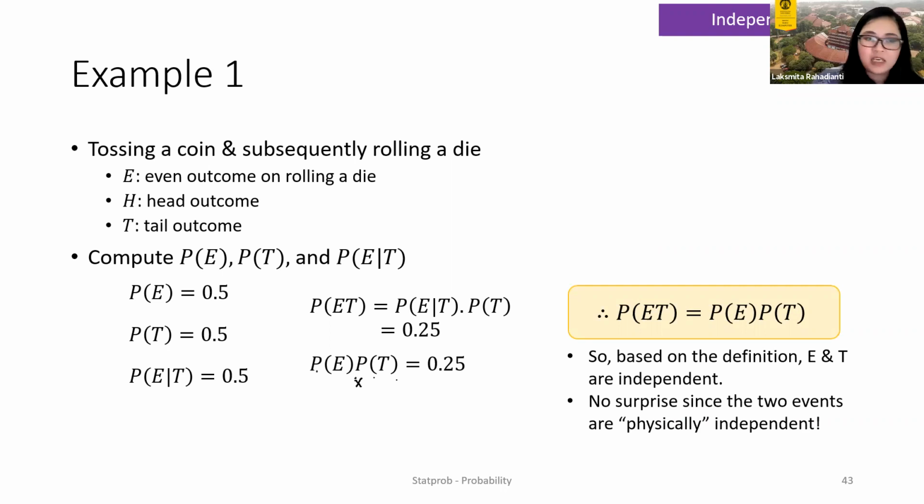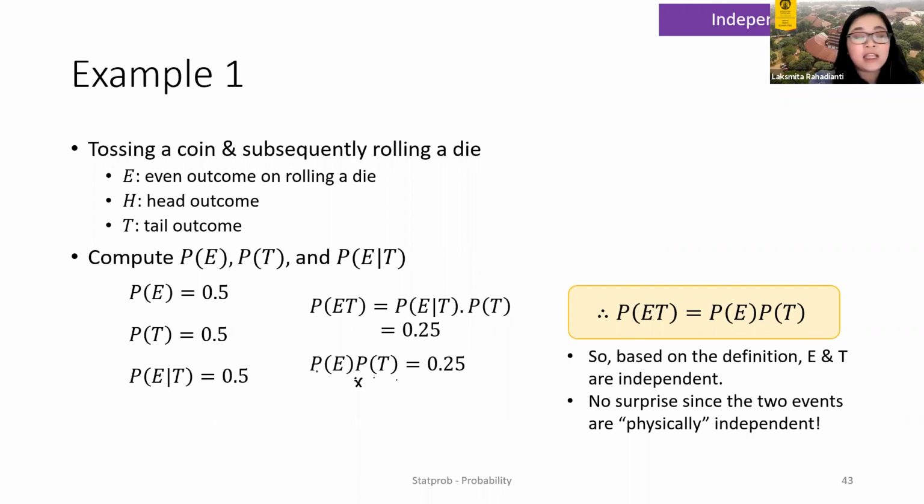Obviously, whatever happens here will not affect what happens. Whatever happens with the die will not affect what happens on the head, on the coin, and vice versa. They are two different things. They can't affect each other in that way. These two events are physically independent.